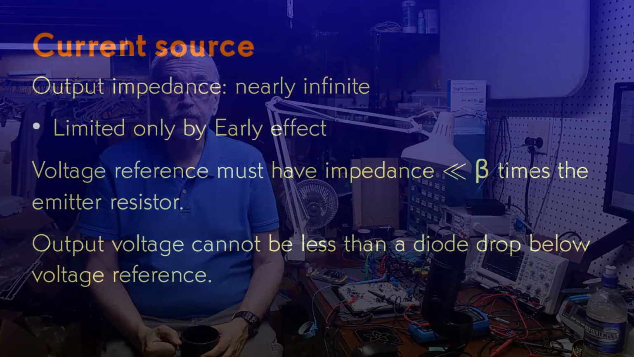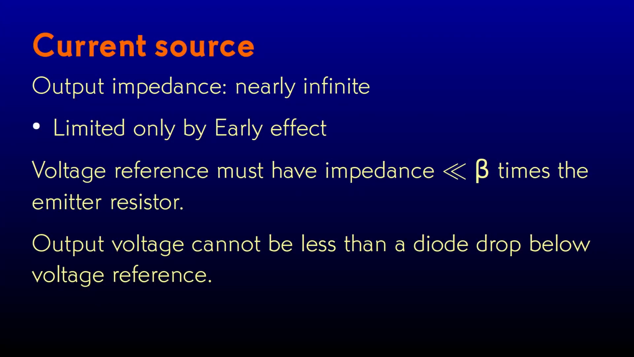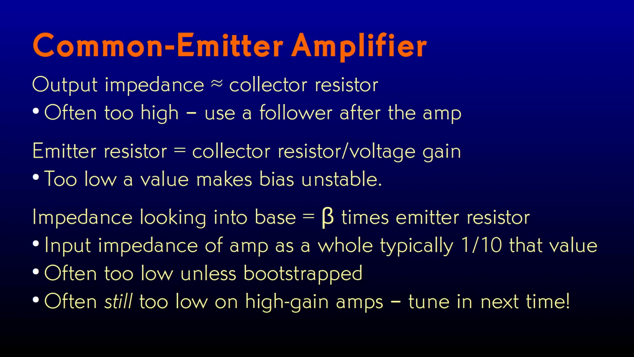That's about all that I have time for this time. So let's review what we covered in this episode. We looked at the transistor current source. We learnt that its output impedance is extremely high, limited only by the early effect. We learned the limit on the output impedance of the voltage source driving it. And we knew already that the output voltage of the current source cannot fall lower than a diode drop below the reference voltage. Then we moved on to the common emitter amplifier.